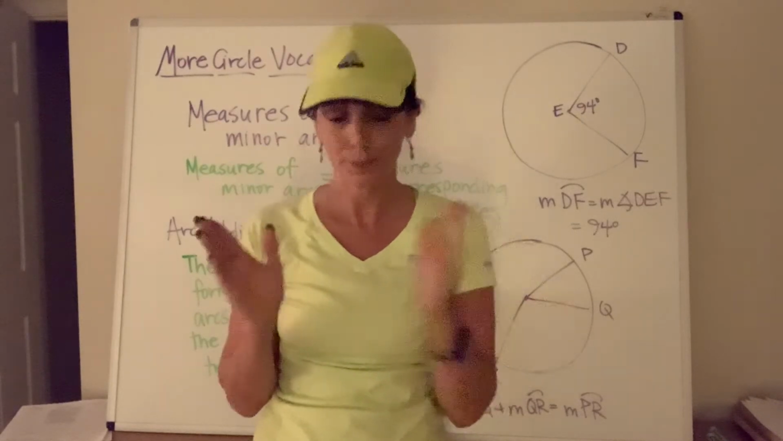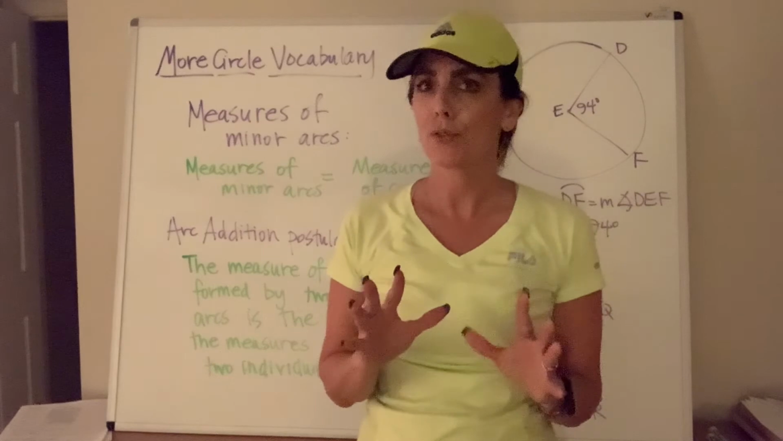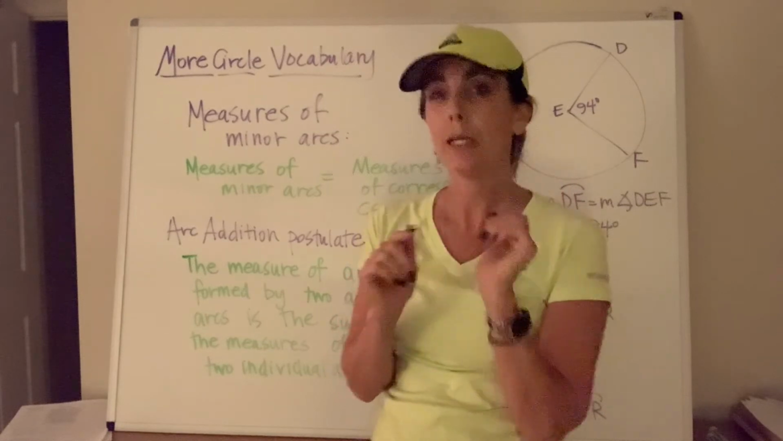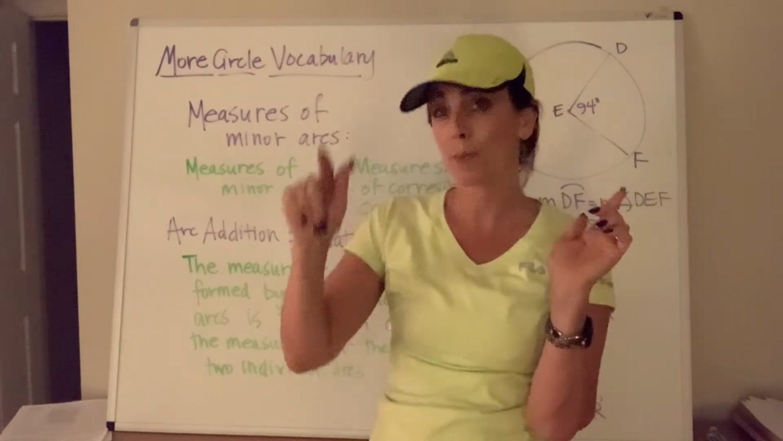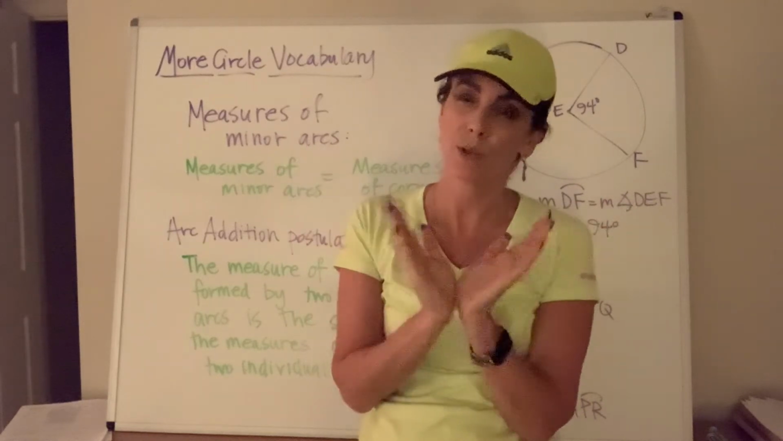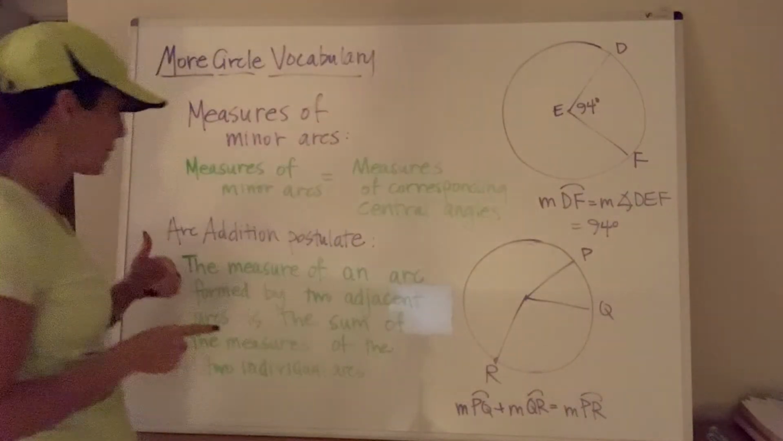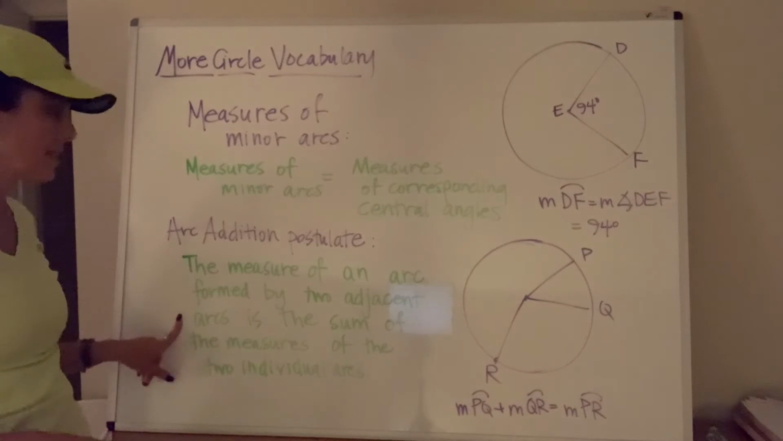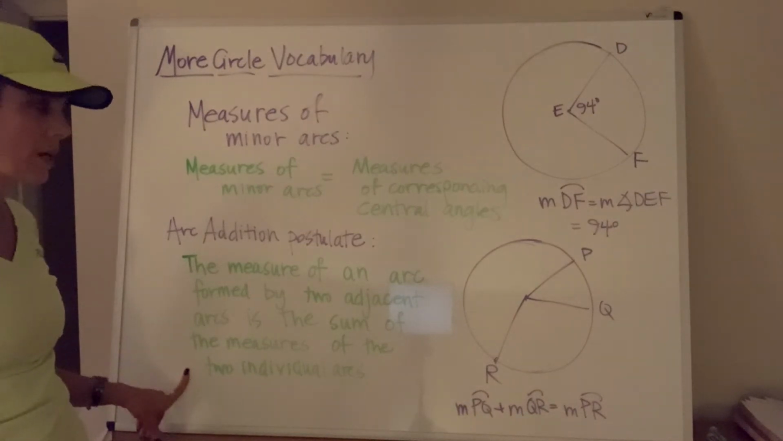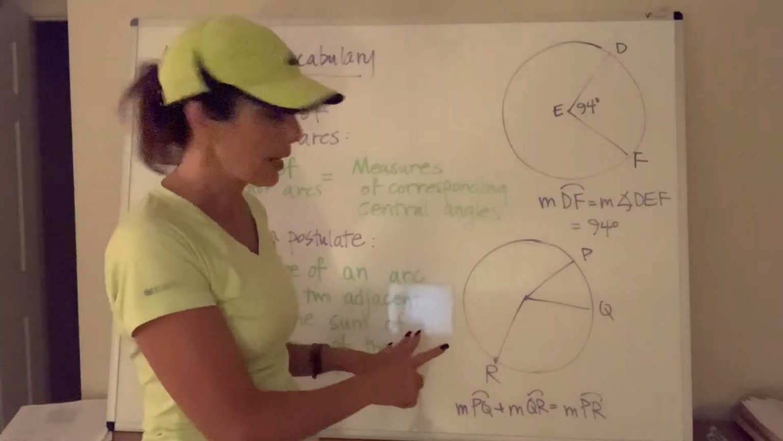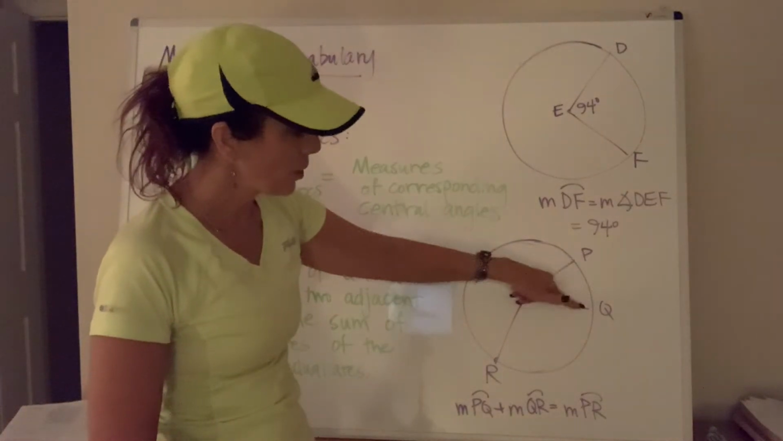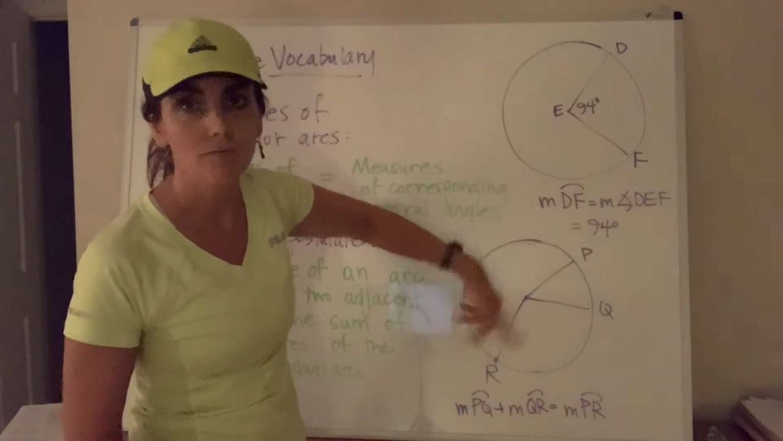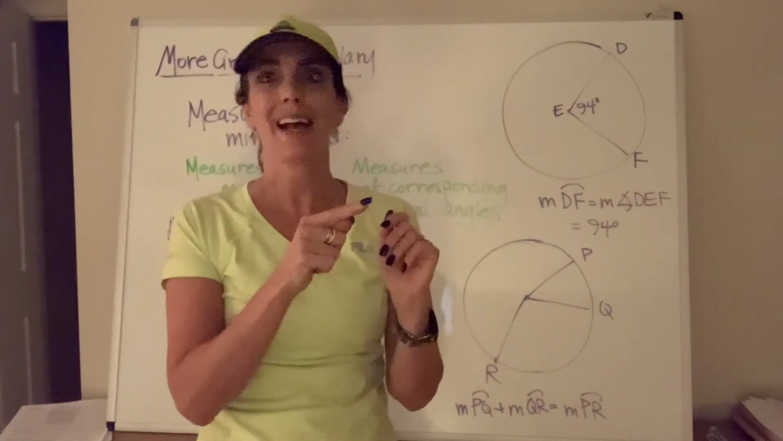Now, the arc addition postulate is really simple. All it says is if you've got 2 arcs that are adjacent to each other and actually share an endpoint, then the measure of the arc that they form together is just the sum of the measures of the individual arcs put together. Okay, so I think I wrote it like this. Ready? The measure of an arc formed by 2 adjacent arcs is the sum of the measures of the individual arcs. What does that look like? We'll take a look right here. The measure of arc PQ plus the measure of arc QR is going to be the measure of arc PR. That makes sense, right? They're right next to each other, so I can just add them together.